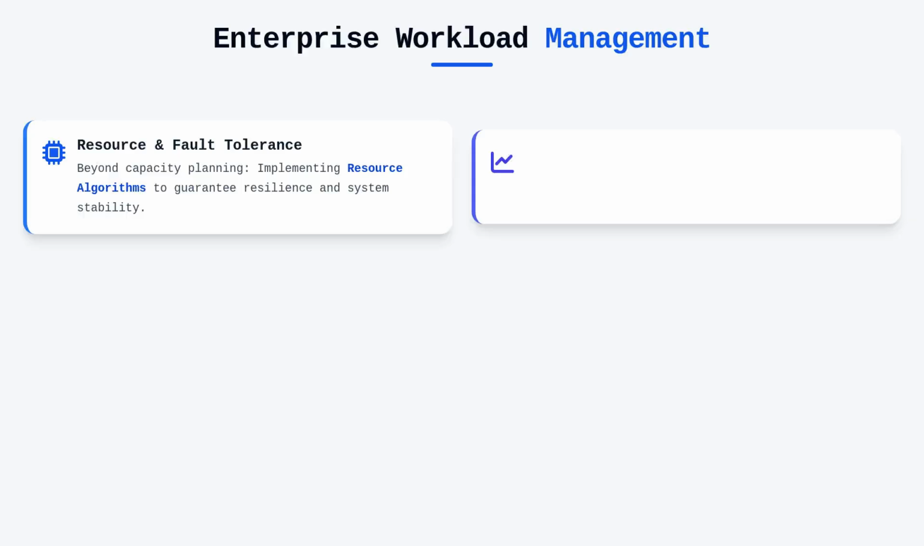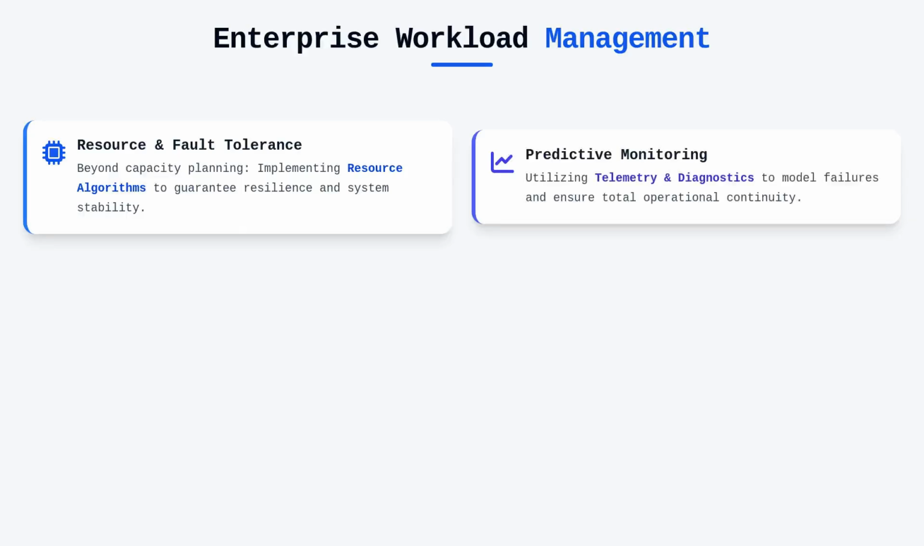Modern data centers utilize predictive failure modeling to minimize downtime, and our assessment methodology must integrate with these mechanisms to ensure total operational continuity. When you perform these assessments, you are essentially creating a blueprint for the future state of the infrastructure that prioritizes resilience and performance predictability.